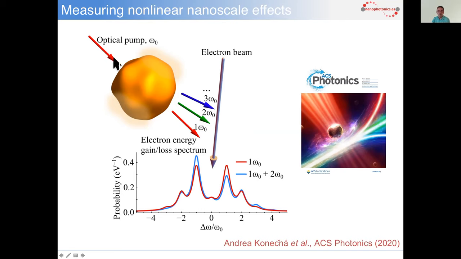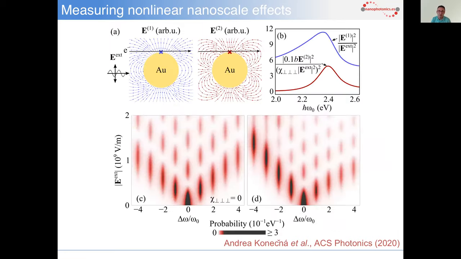With the linear field, you just have a coherent process by which you either absorb photons or emit photons, and this gives a symmetric spectrum, that's the red point. But when you have harmonic generation, then the harmonics just produce an imbalance in this exchange of photons, and so it produces an asymmetric spectrum.